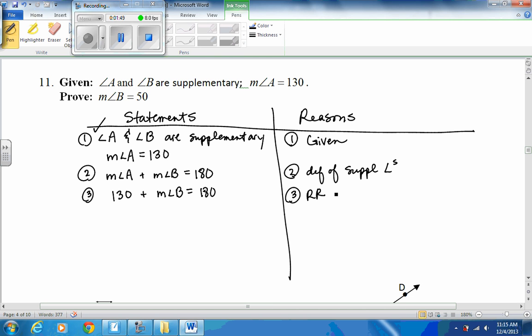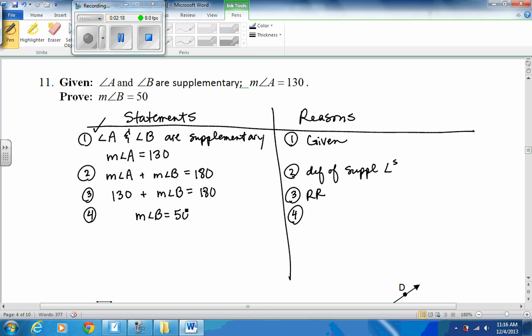Well, so we're supposed to prove that measure of angle B equals 50. You know that's true. Why? Well, because it has to be a 50 there to add with the 130 to get 180. But this is a formal proof. We need to formally show that and justify that. So I know that you know it works. Explain why. How do you get from there to the measure of angle B equaling 50 degrees? What could we do to that statement?